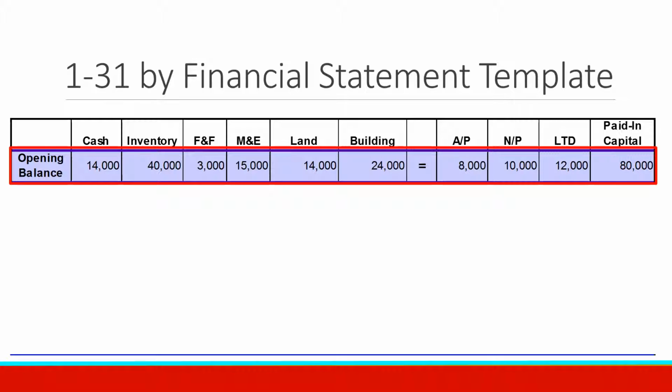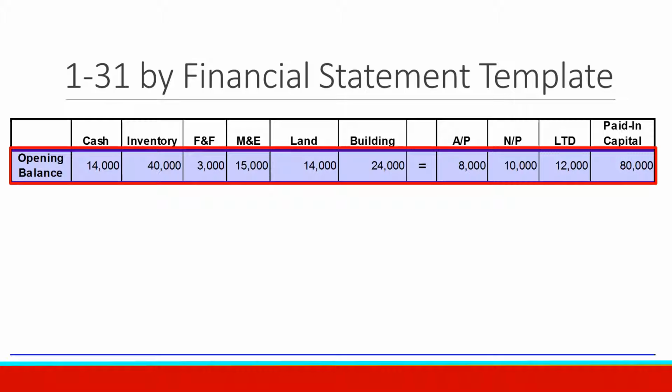The next thing to do is to go through and identify, of the remaining accounts, which are liabilities and which are equity. So we have accounts payable, or A/P, notes payable, or N/P, and long-term debt, which as an abbreviation is LTD. We'll want to put accounts payable first, as that is a current liability that will be paid off the most quickly, and that's $8,000.